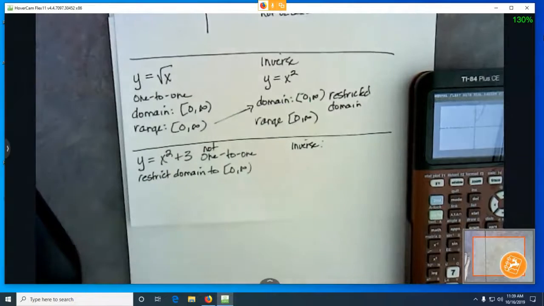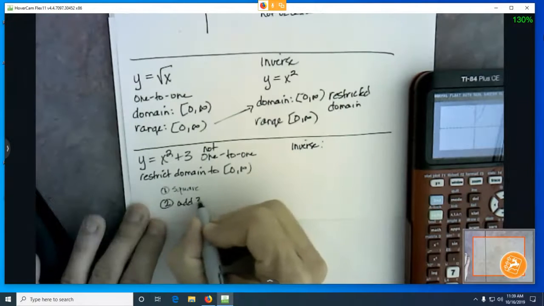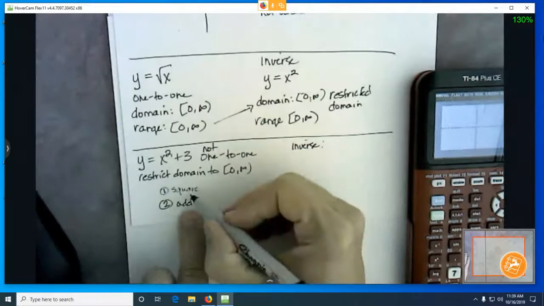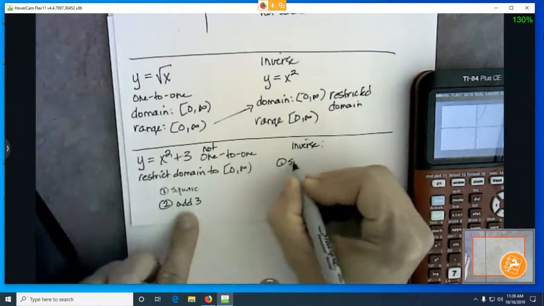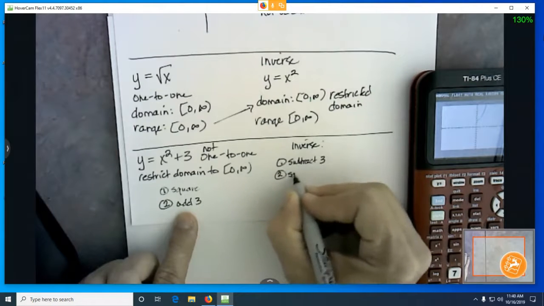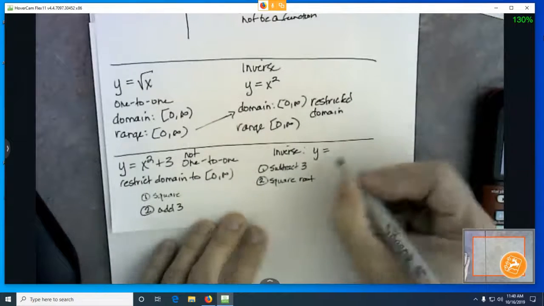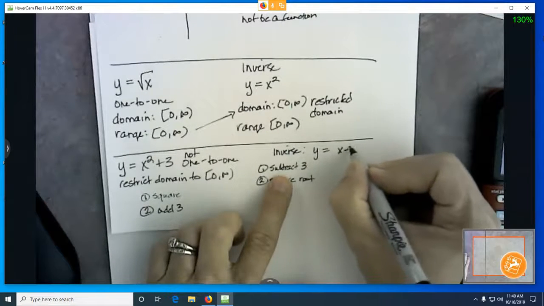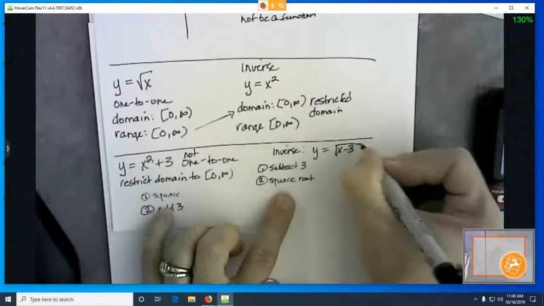So let's think about what operations happen to the x. What's the first thing that happened to it? Yeah, the first thing that happened to it was we squared, and then what happened? Yeah, the second thing was that we added 3. So we want to reverse both of these in the opposite order. So the first thing we want to do is subtract 3. And then after that, we want to do the square root. For our inverse equation, we're going to take x minus 3, and then take the square root of that whole thing. So we would put the radical over the entire thing.